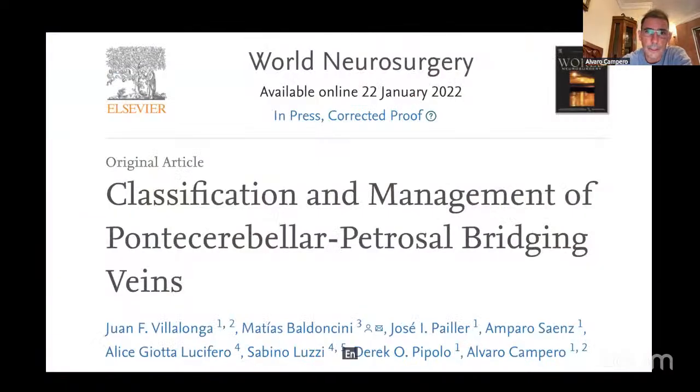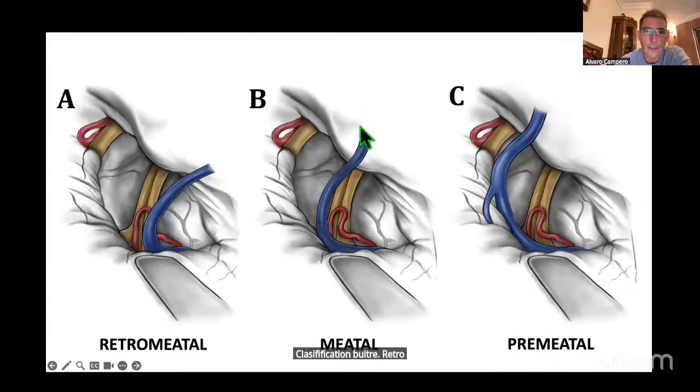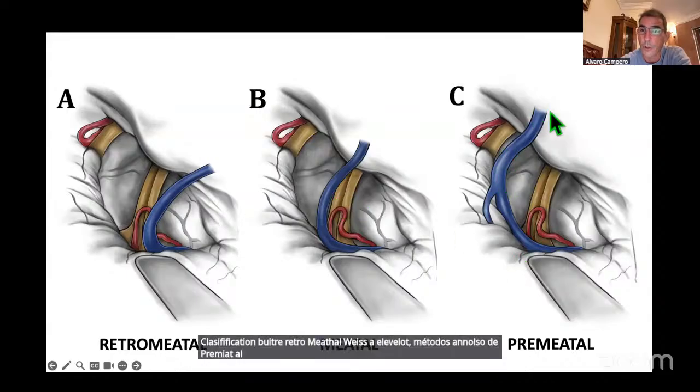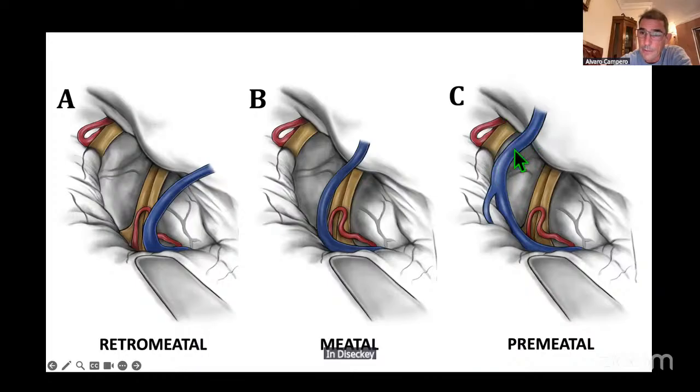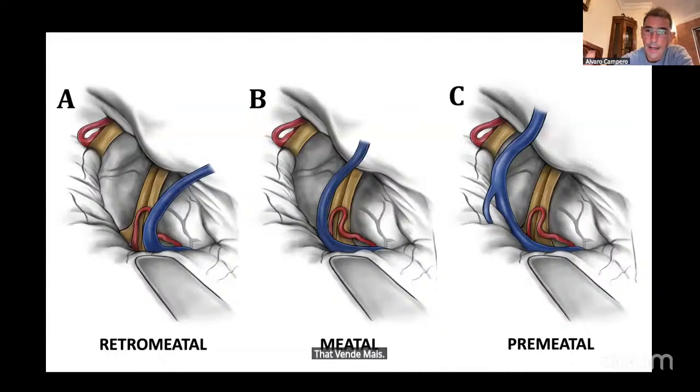And we published this paper in 2022 about the bridging veins in relation with the trigeminal nerve, and we performed a classification with the retromeatal veins at the level of the meatus and also the premeatal veins. So in this case, in these veins, we have to do our best in order to preserve that vein, the veins ahead to the internal auditory canal.